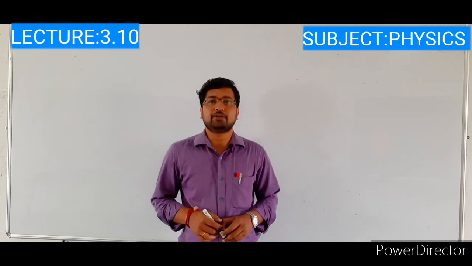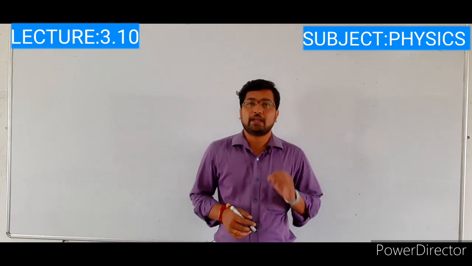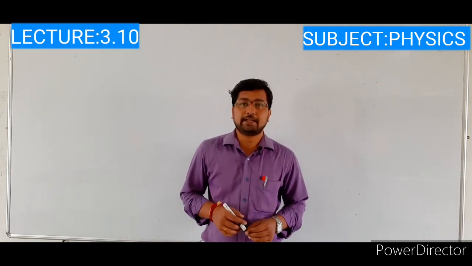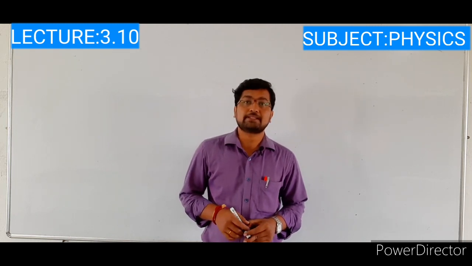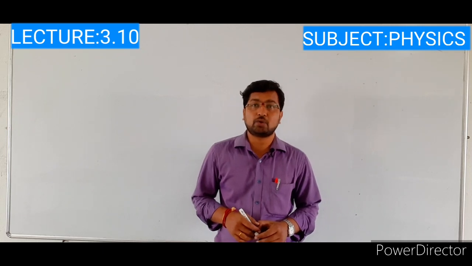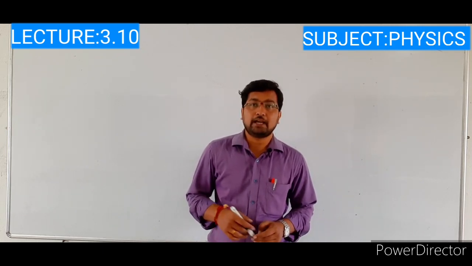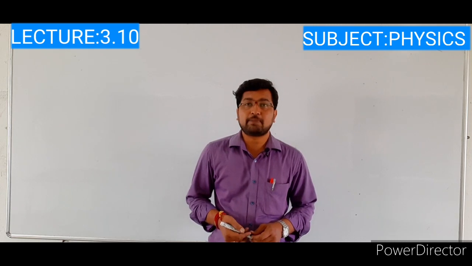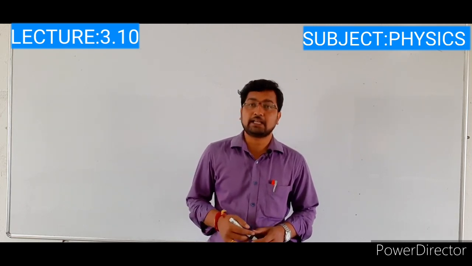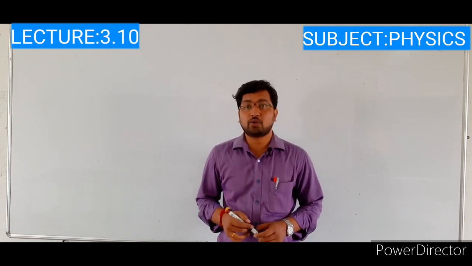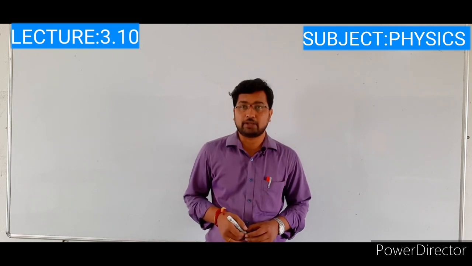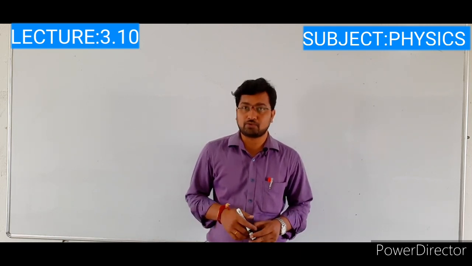In the previous video we already discussed the equations of motion, right? The first one is v is equal to u plus at, the second one is s equal to ut plus half at square, and the third one is v square minus u square is equal to 2as, right? And the last one is the displacement of the particle in nth second, that is equal to u plus a by 2 bracket of 2n minus 1. So these are the equations of motion, right?